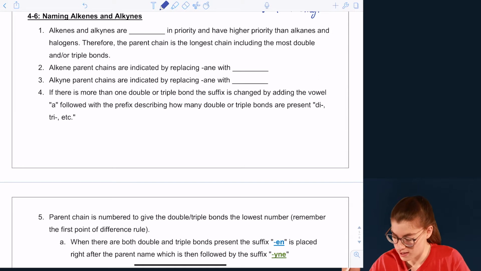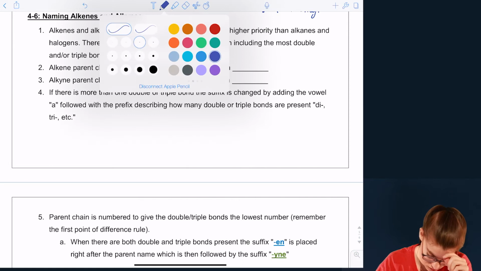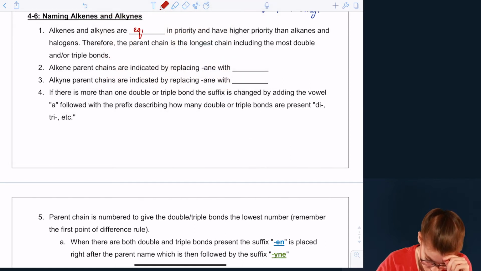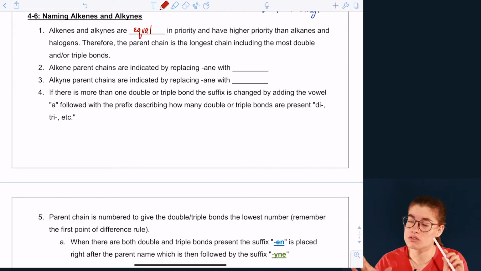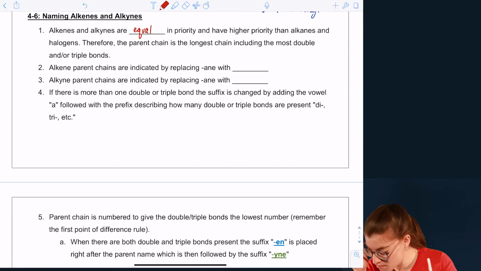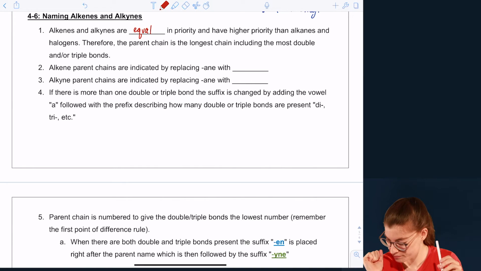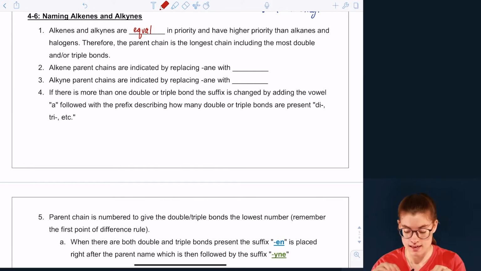So alkenes and alkynes are equal in priority. All right, let's write that down. Equal in priority. Some people teach that alkenes are higher in priority, but that's not correct, although they are listed first in the parent name. We'll cover that. But they actually have the same priority. And they both have higher priority than alkanes and halogens.